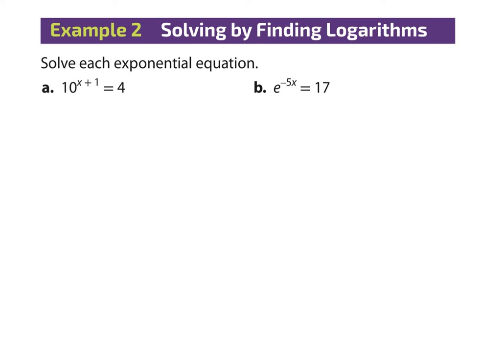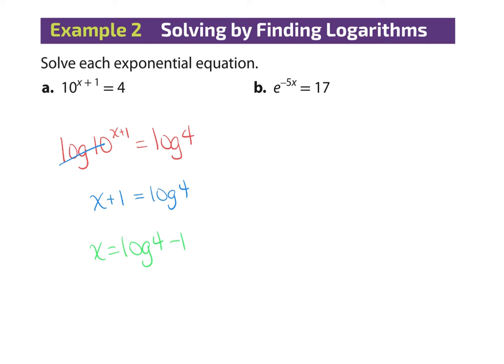So I have 10 to the x plus 1 equals 4. I am going to take the log of both sides. For the 10, I'm going to use common log. So I'm going to say the common log of 10 to the x plus 1 equals the common log of 4. Take the log of both sides. These logs cancel each other out. I just have x plus 1 equals log of 4. Subtract 1. So x is going to equal log 4 minus 1, which is a number. When you plug that in and round it to the nearest 10,000ths, you get negative 0.3979. All right?